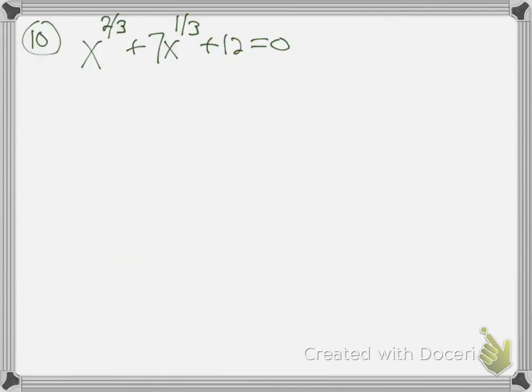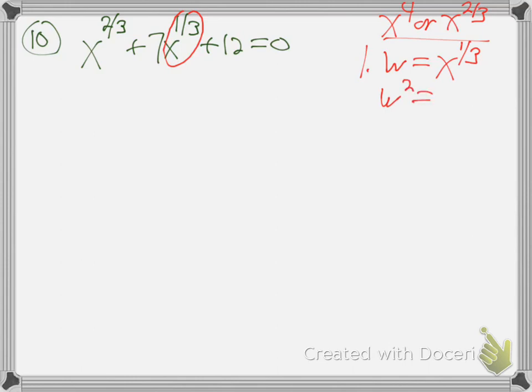Okay, so here we are with a weird one. Remember I said if you have x to the 4th or x to the 2/3, weird powers, high powers, what do you do? You let w be the middle. What's the middle in this case? X to the 1/3. See, it's always the middle. And then w squared in the front will be the 2/3 because it's twice as big, right?